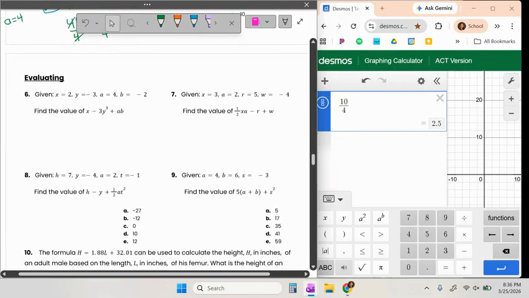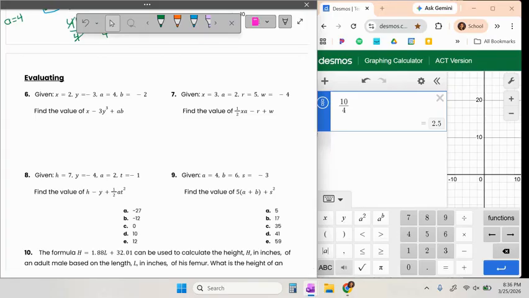Our last step is evaluating. Here we just want to plug in numbers for the variables that are given, and they're always going to give you some type of legend or key. There's no way you would know this otherwise unless they give that to you. So for number 6, we've got x is equal to 2, y is equal to -3, a is equal to 4, and b is equal to -2.